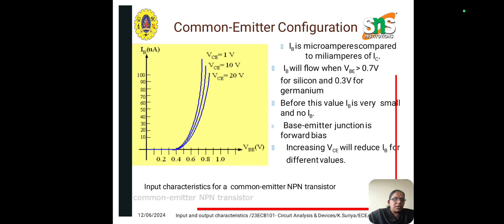So this is the input characteristics of a common emitter transistor. So here the IB is in microamperes compared to the milliamperes of IC. IB will flow when VBE is greater than 0.7 for silicon and 0.3 for germanium. Before this value, IB will be very small and there will be no current flowing through it. So the base emitter junction will be forward biased. So increasing the voltage VCE will reduce the IB for different values.